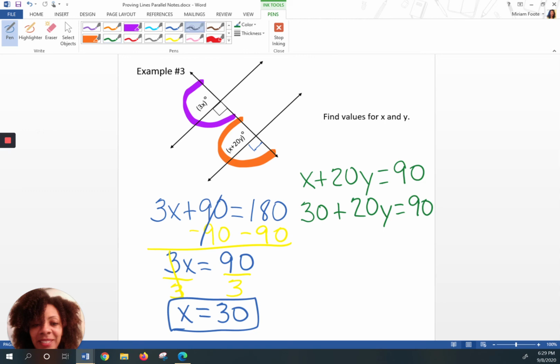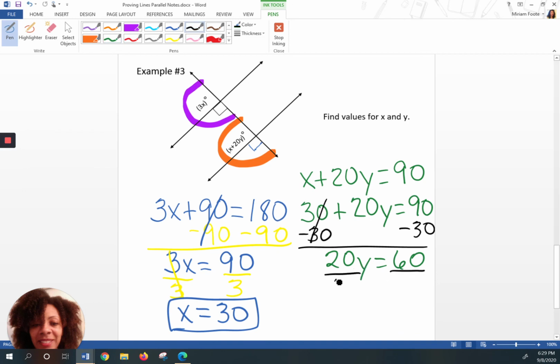And now I want to get y by itself, so I'm going to start undoing things. First thing I want to do is get rid of the positive 30 by doing the inverse, which is a negative 30. What I do to one side, I do to the other. And so I'm left with 20y is equal to 90 minus 30, 60. Now I need to find y. In order to do that, I divide both sides by what's stopping y from being by itself, which is 20. Now, y becomes, I can get rid of those zeros, 6 divided by 2 is simply 3. So I have found both x and y.